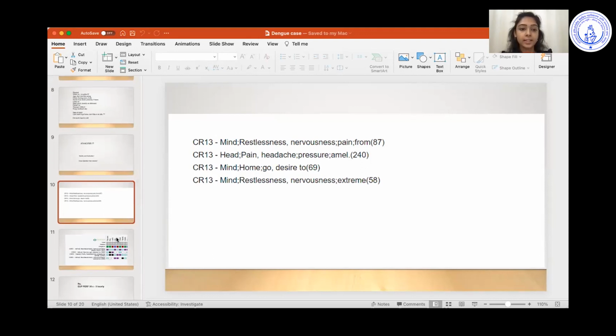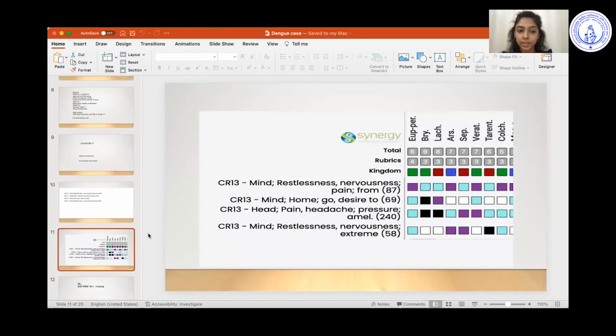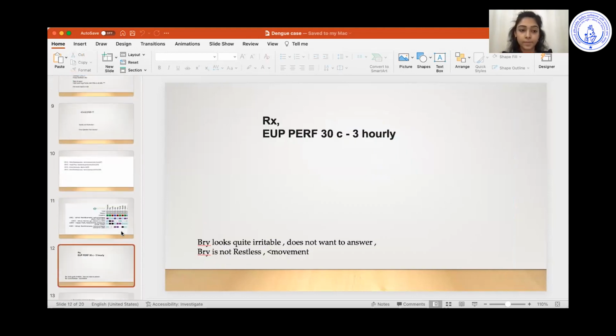So when we analyze and repertorize, we reach a certain set of remedies, but the most prominent remedy which was coming up was Eupatorium. So he was given Eupatorium 30 every 3 hours. Now we can see that Eupatorium was coming very close to Bryonia. Okay, but we didn't give Bryonia.